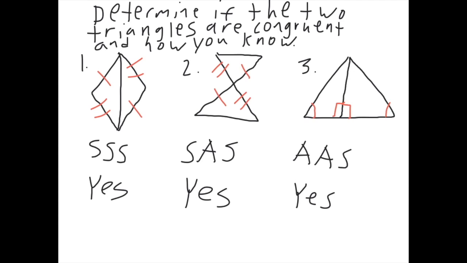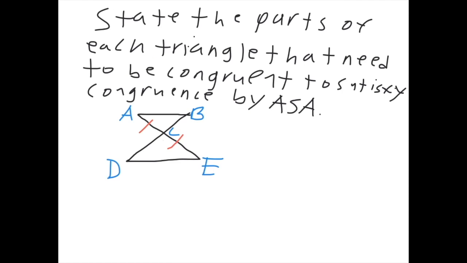So a lot of what you'll be doing next class is looking at different triangles and trying to tell whether or not the triangles are congruent and how you know that they're congruent, whether it's side, side, side, side, angle, side, angle, angle, side, or angle, side, angle. Alright, so here's one more type of example we'll be dealing with.